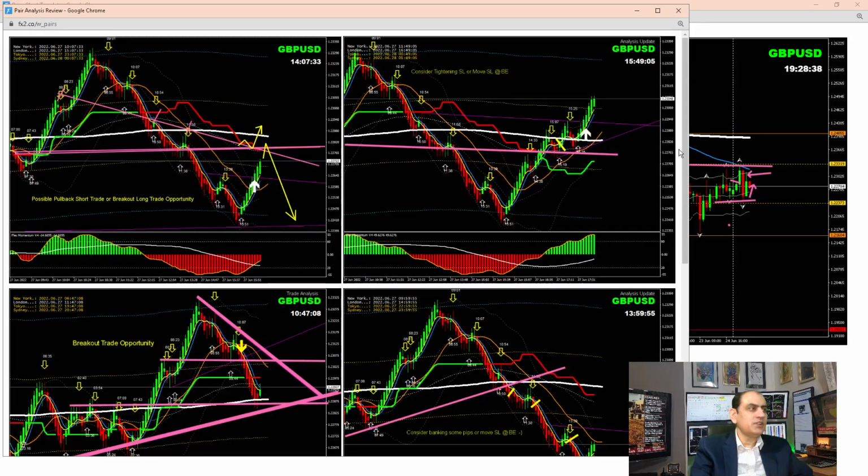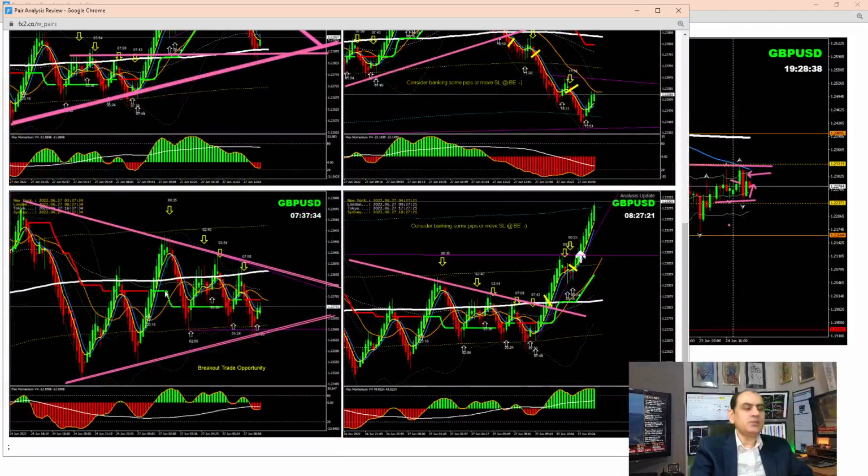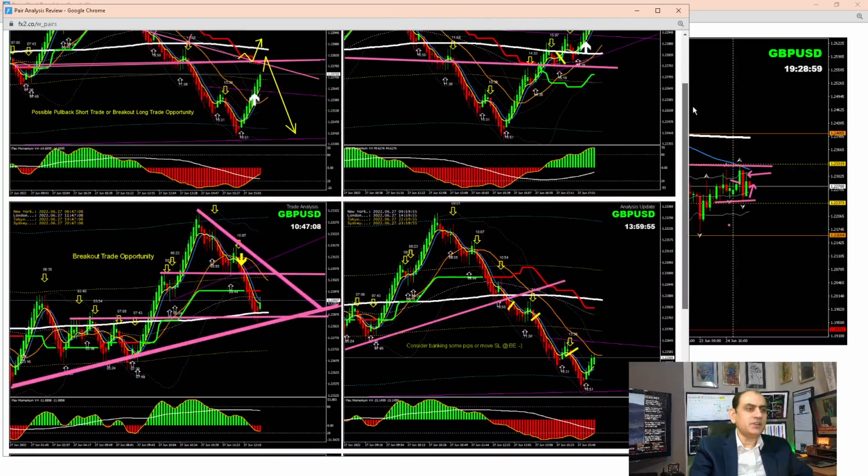Okay, so if you look here, we had this trade at the London morning session. That was a pretty straightforward breakout, a symmetric triangle pattern breakout. And after the breakout, price pulled back, long trade, nicely hit profit target, bank some profit. After banking some profit, price hit the major resistance level, price reversed.